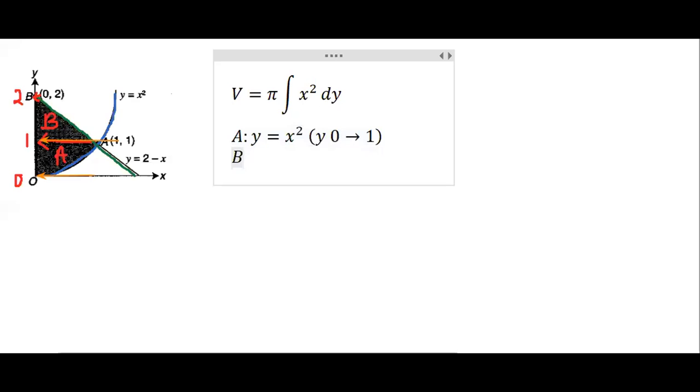Okay, then for B guna persamaan apa? B is using the green color, yang hijau punya. Yang hijau guna Y equals to 2 minus X. Dia punya coordinate dari mana hingga mana? For B is using 1 and 2. 1 to 2.